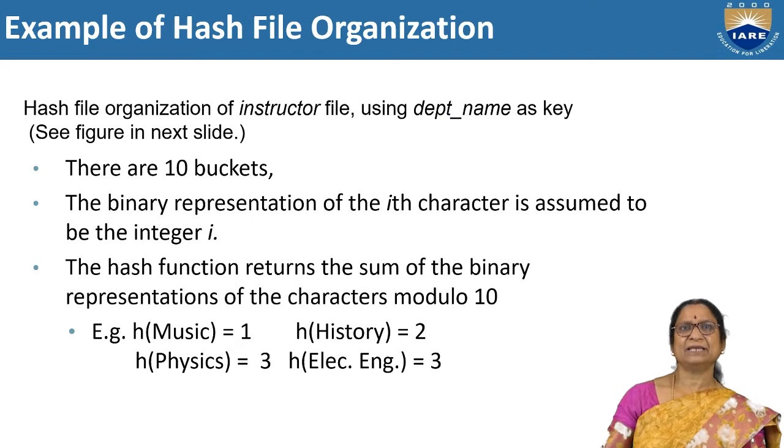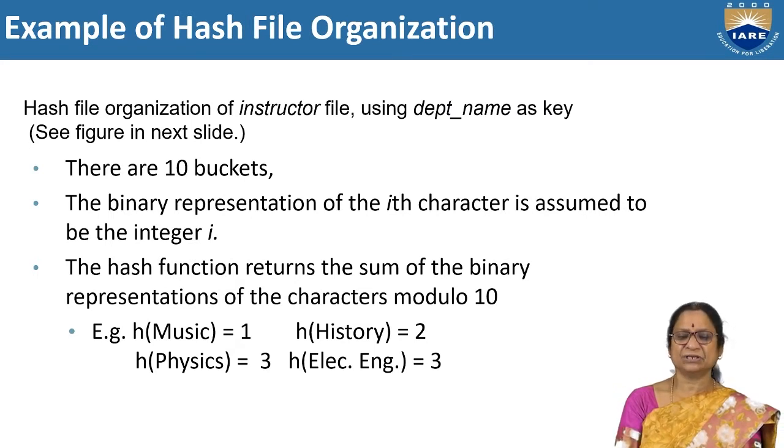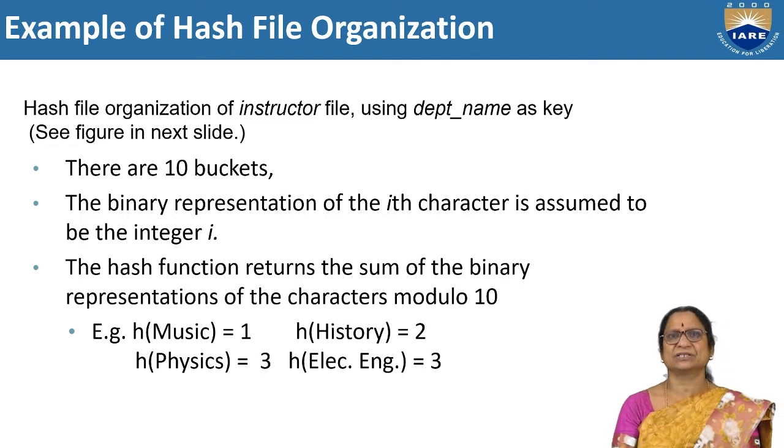So, for example, here is a hash file organization example where there are 10 buckets. The binary representation of the ith character is assumed to be the integer i. The hash function returns the sum of the binary representations of the characters modulo 10. Let us assume that more complex hash functions can also be used, but this is one example function.